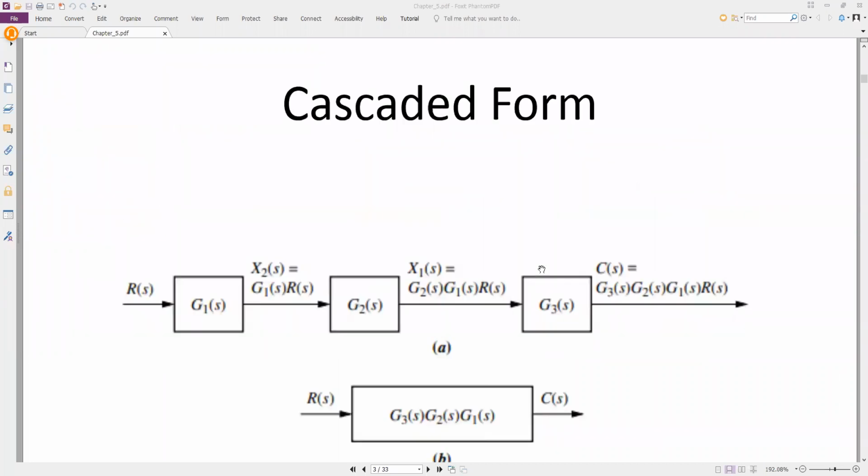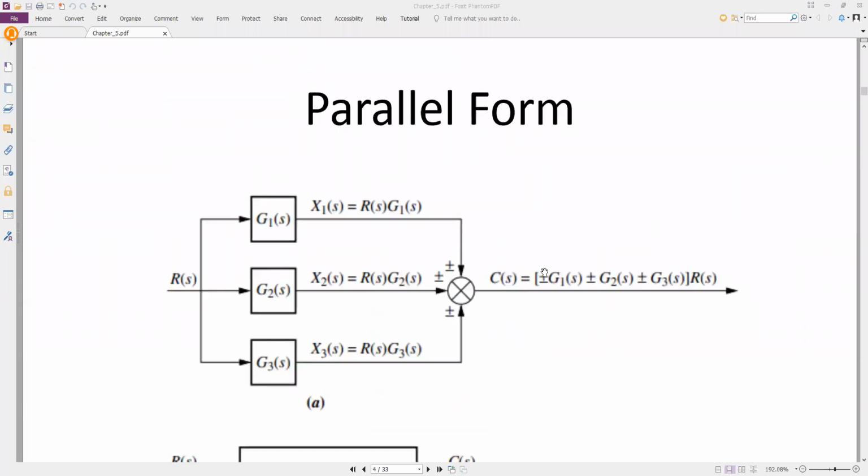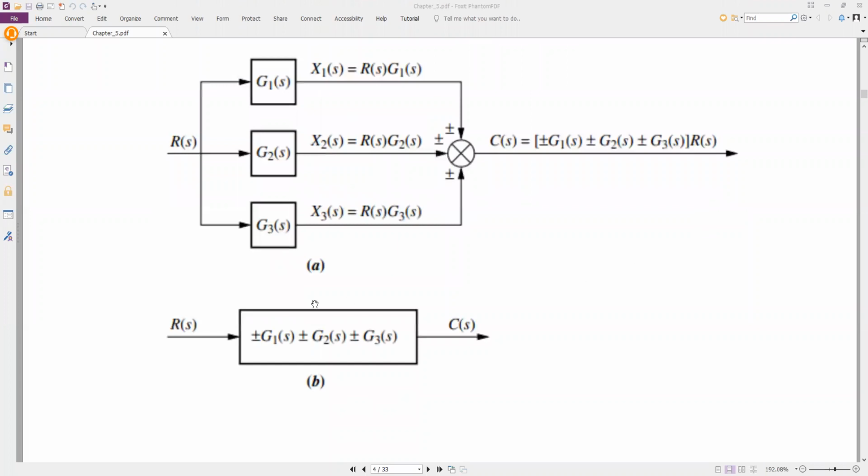Okay, now this is the cascade form. Now let's look at the parallel form. What would happen if the blocks are in parallel? See this. Blocks G1, G2, G3, three blocks are there, and R is the same input for all three. Here the parallel summing junction is there, and the summation will be the output. So for the parallel, there should be the summation.